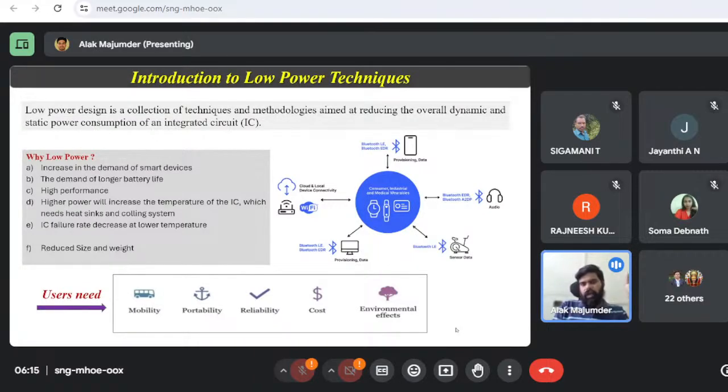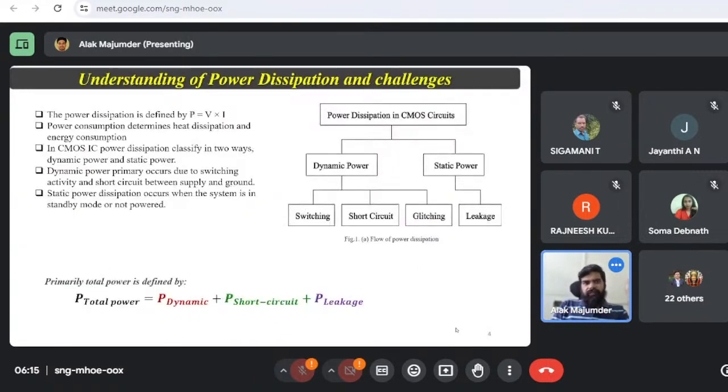have been working for the last 3 decades. In power analysis, the contribution of power mostly comes from two things: one is dynamic and the other is static power. Dynamic means the power which is dependent on frequency. Static means the power which is independent of frequency.